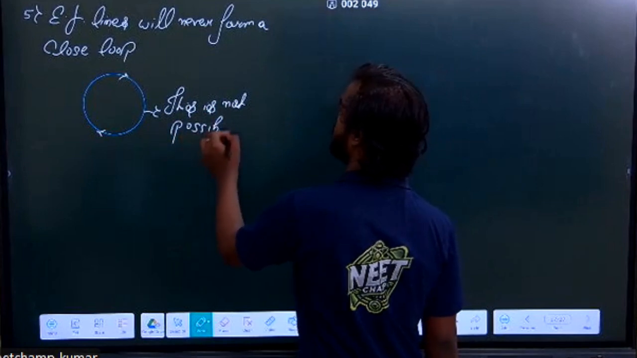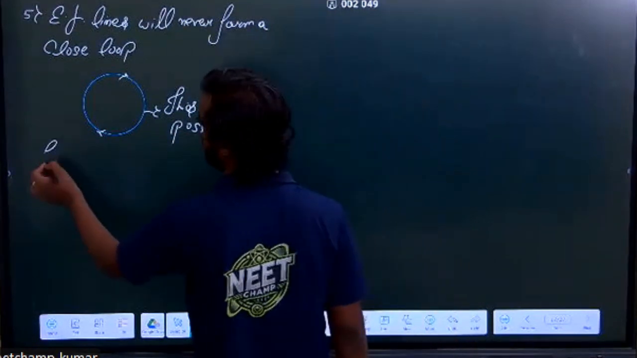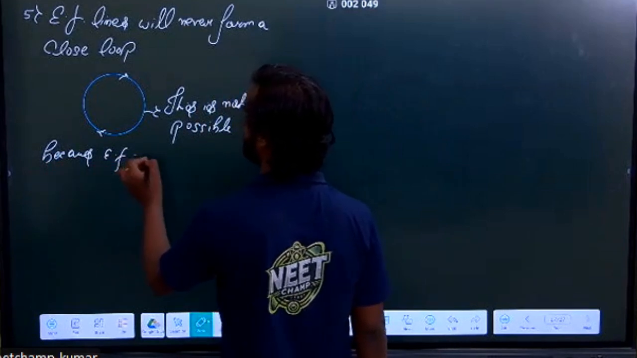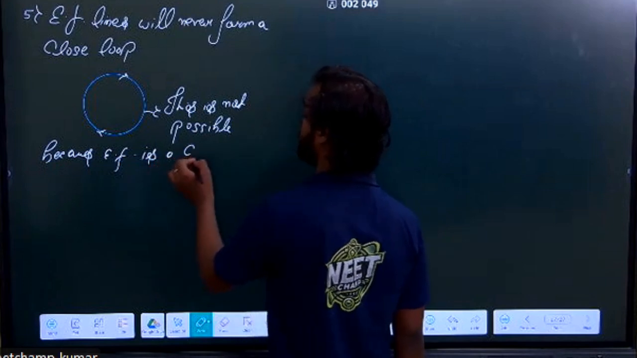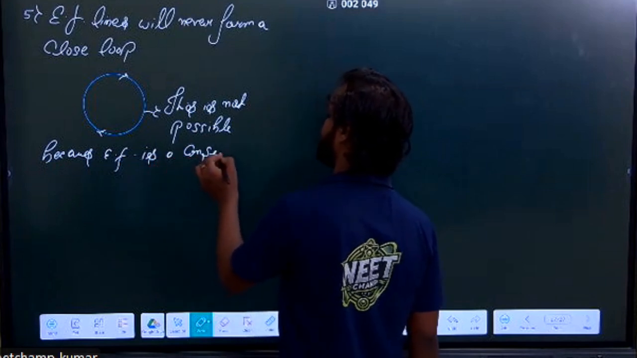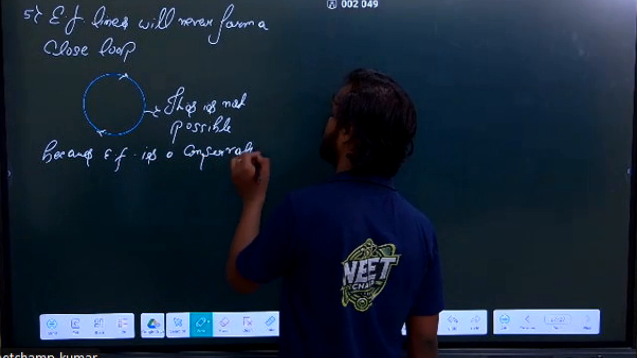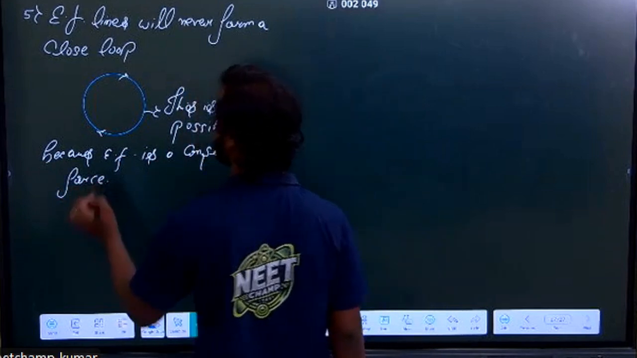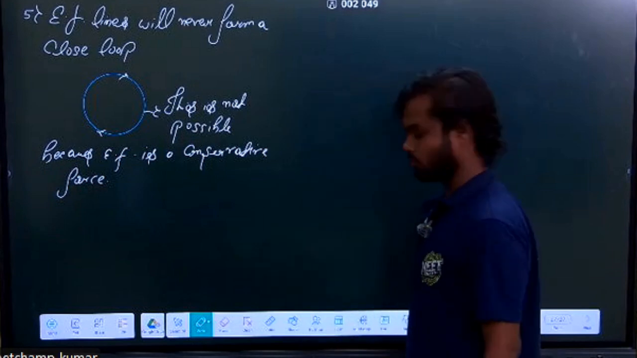Why is it not possible? Because the electric force is a conservative force. So for a conservative force, that is why it does not form a closed loop.